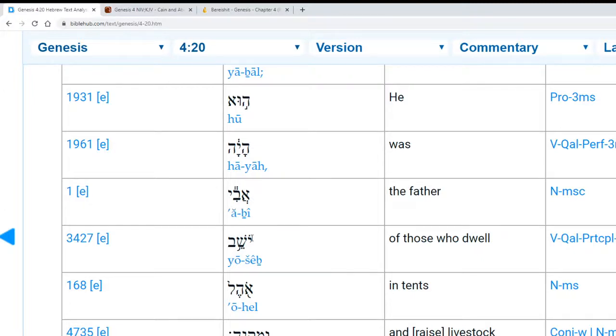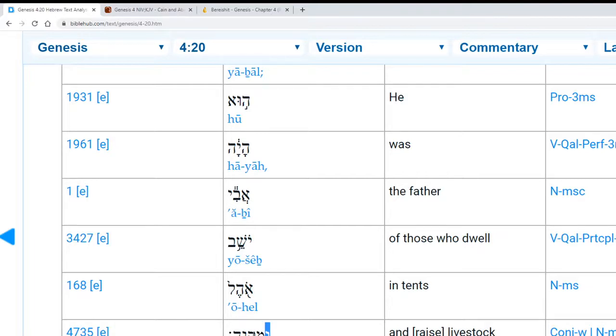To dwell, to sit, to dwell. Yoshev ohel in tents, umikne. Yoshev ohel umikne. I think the yoshev goes on both of them, right? Ohel means tents, conjunctive vav, mikne.